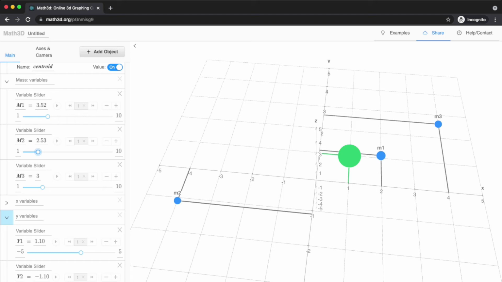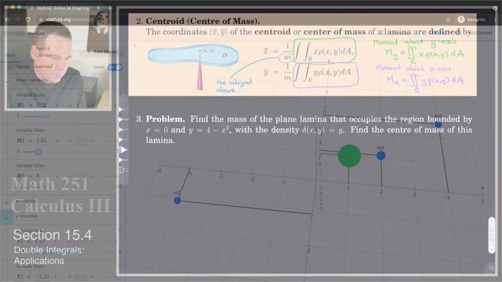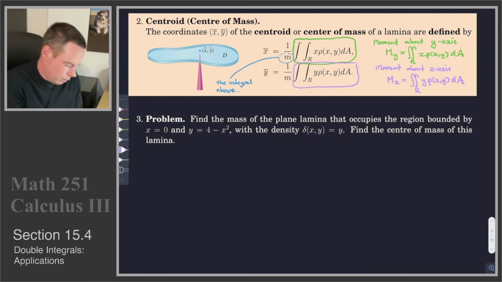So I want the moment of the green mass about the x-axis to equal the moment of the blue masses about the x-axis. And similarly, I want the moment of the green mass about the y-axis to be the sum of the moments of the blue masses about the y-axis. So what does that mean? Well, that means the following.